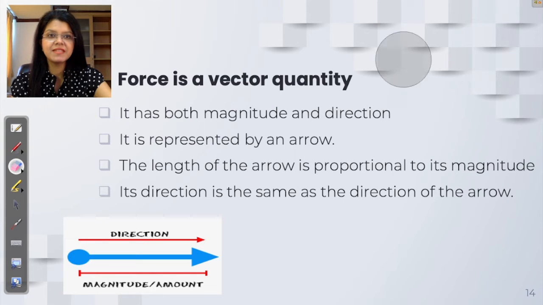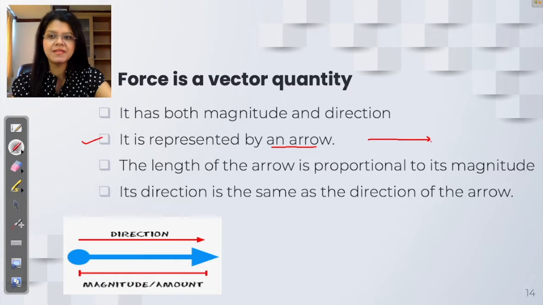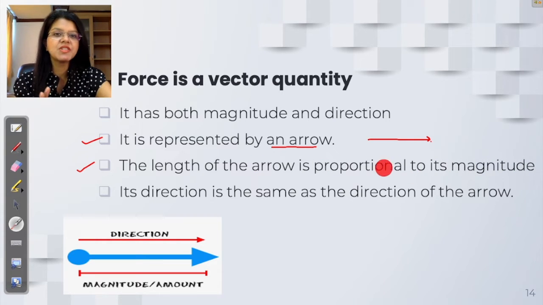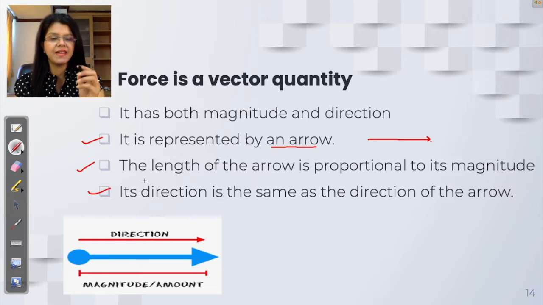All right. So how do you represent force? That's your second point. It is represented by an arrow. Now arrow, if you look at arrow, it has two parts. The arrow has a body, which is the length, and it has a head, right? So what does the length of the arrow represent? The length of the arrow represents the magnitude. It is proportional to the magnitude. And the arrowhead, its direction is same as the direction of the force, right? So if the force is represented by an arrow, the length of the arrow represents the magnitude, and the arrowhead represents its direction.